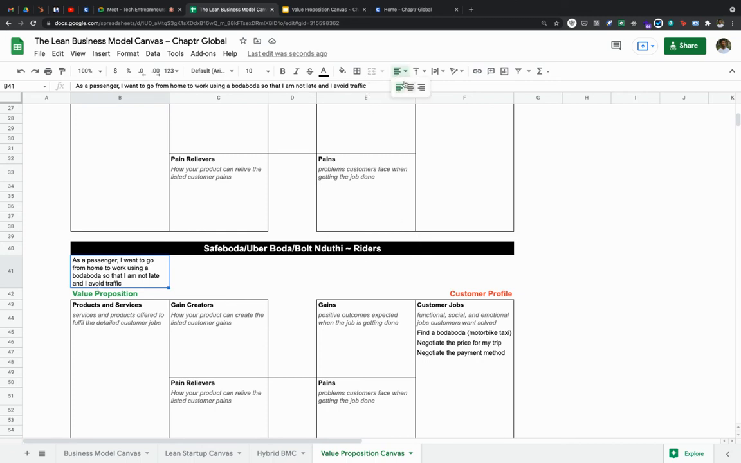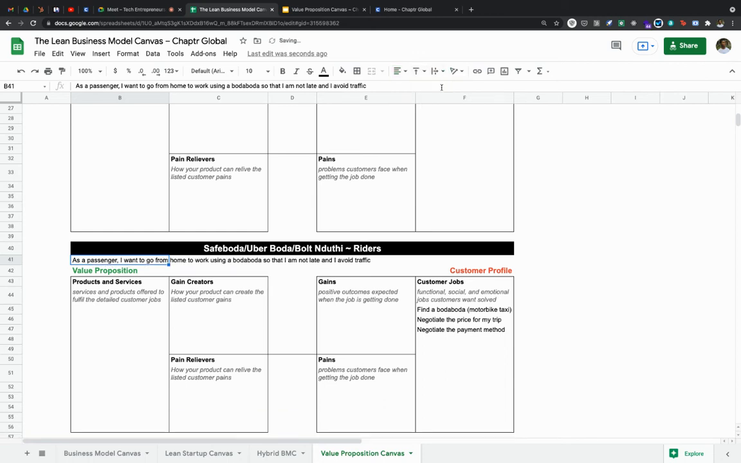What would be the next thing? I think that's a big question for you guys. We've negotiated the price, we've negotiated the payment, right? What's the next thing? I want to understand you guys from your experience of using bodas.